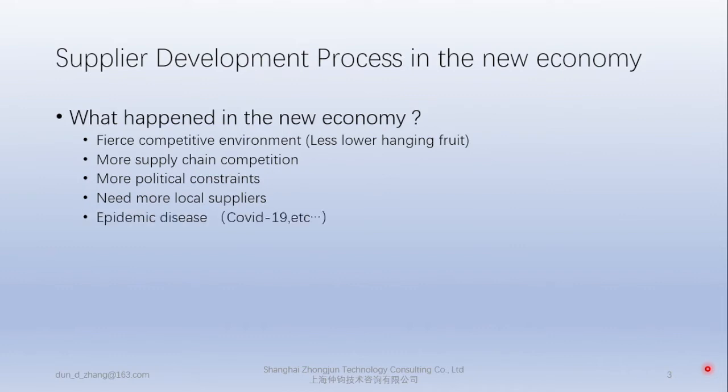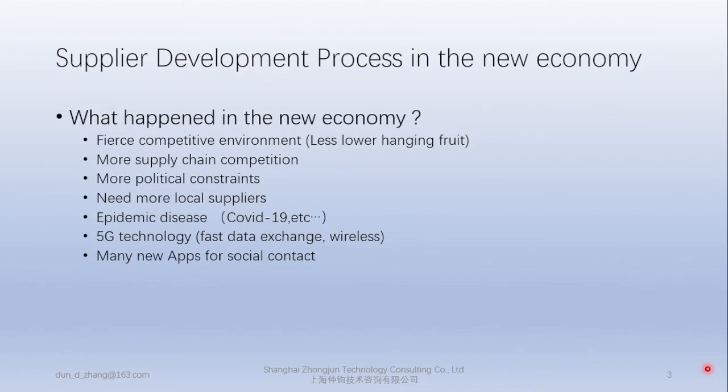We have epidemic disease, COVID-19. It's already almost changed our life. We changed the way of living because of this epidemic disease. And we have 5G technology. It's a fast data exchange, wireless. We also have many apps for social contact. I mean, we can connect with each other by phone very easily, exchange information, exchange files, or even exchange money. It's so easy and fast today.